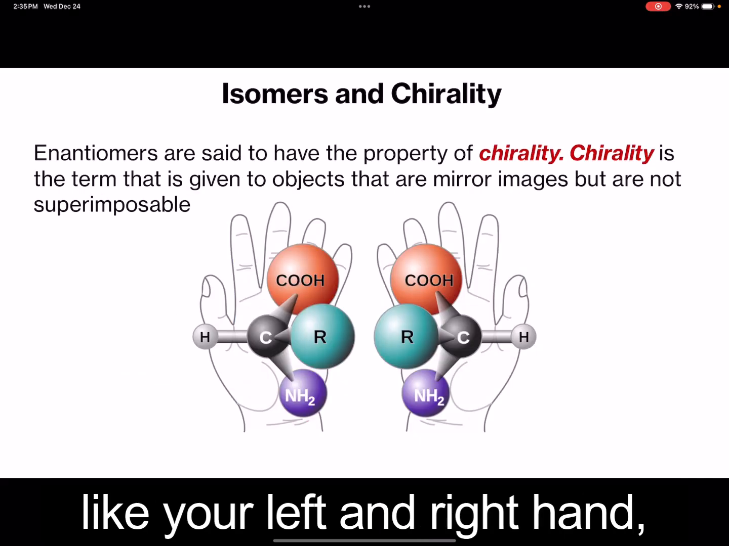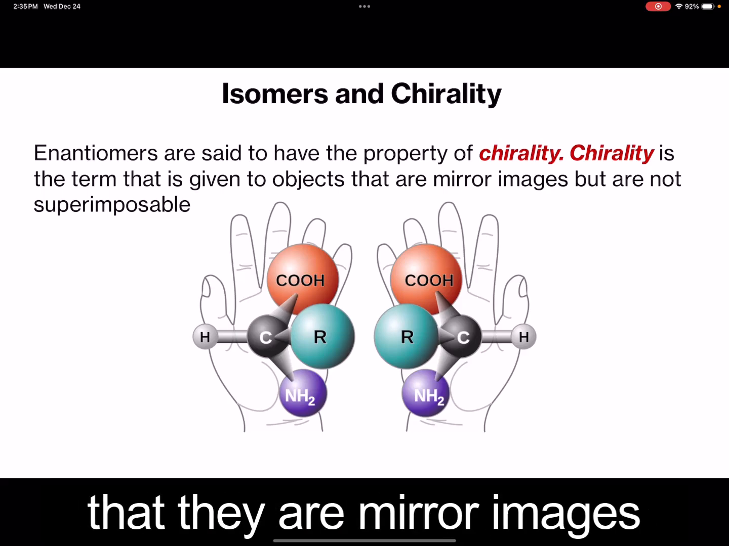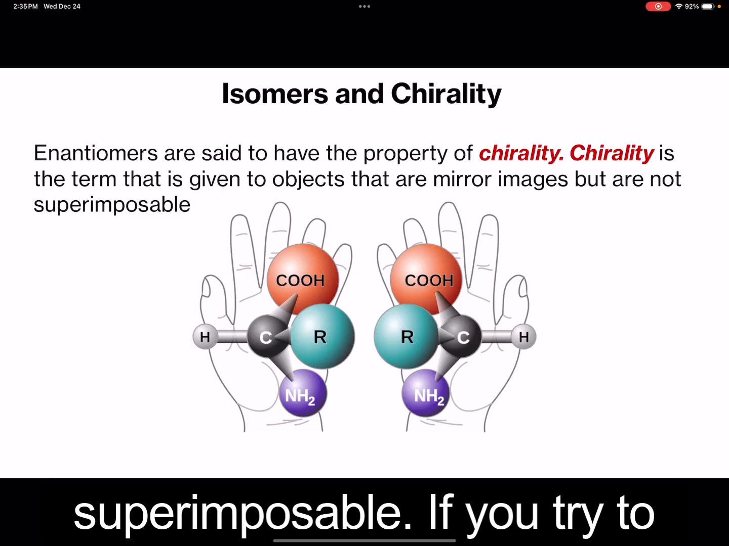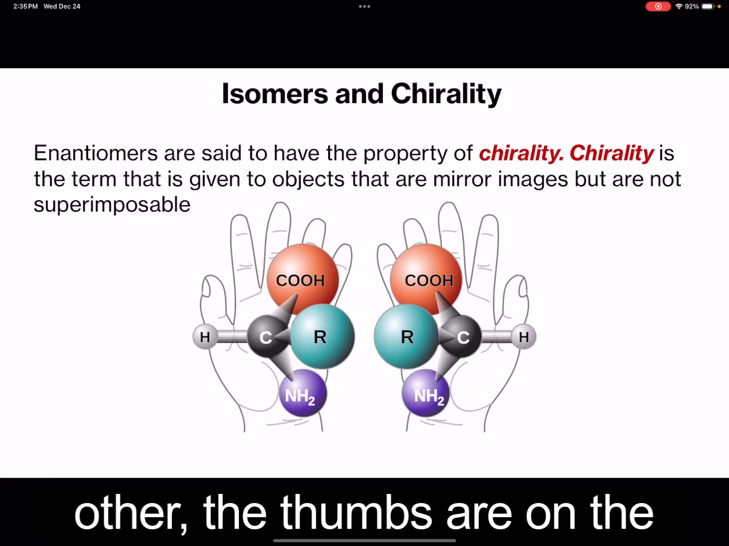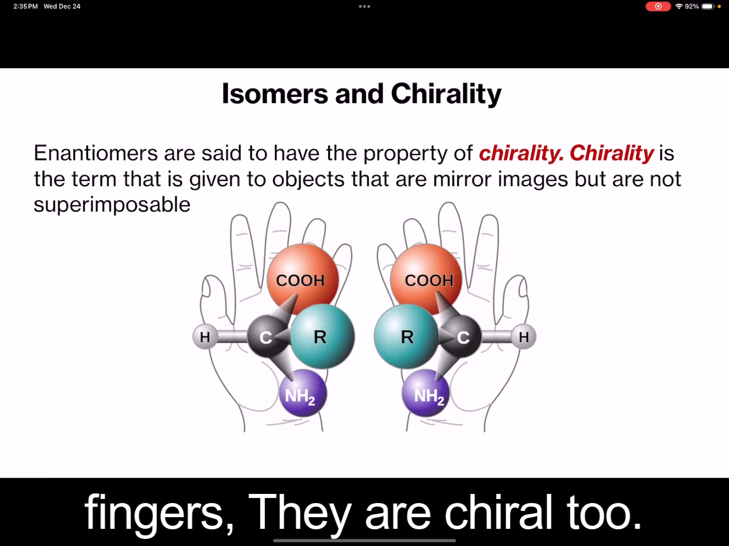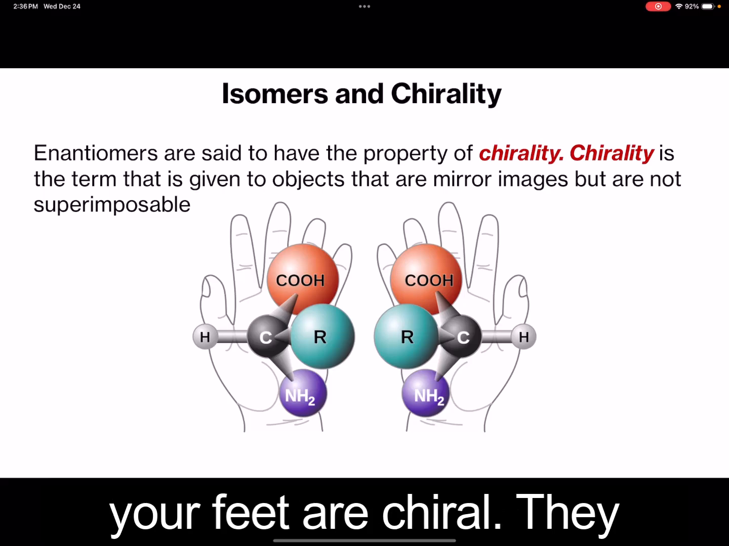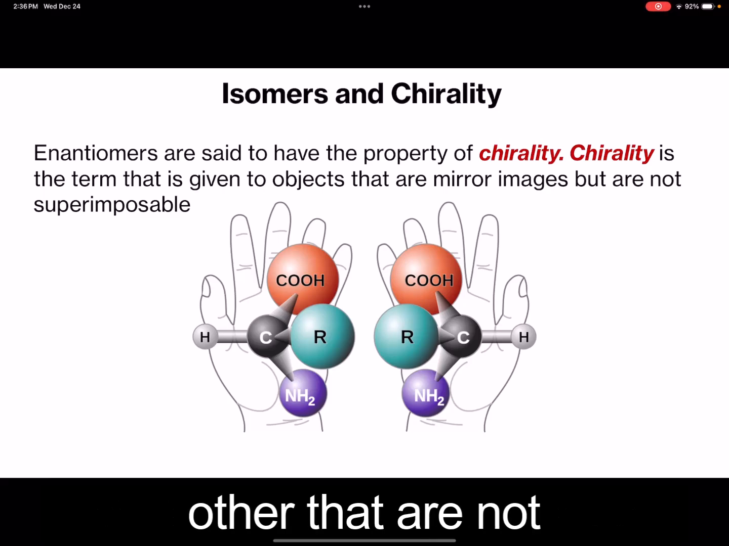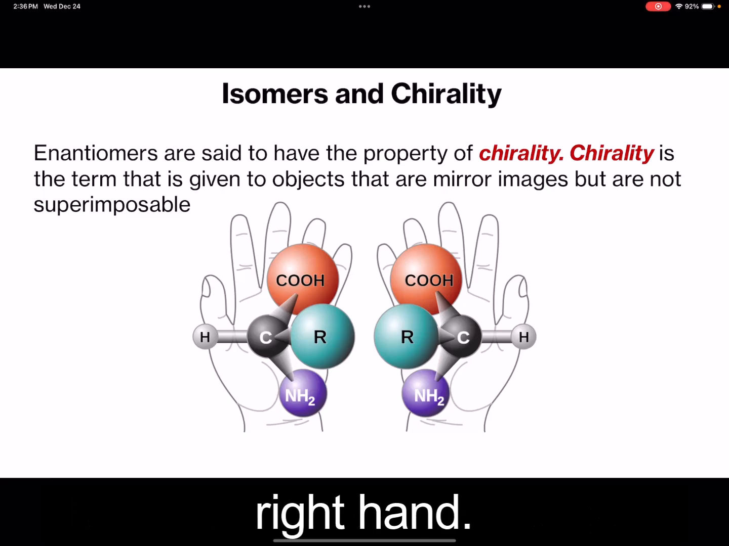All right, it's just kind of like your left and right hand, and you can hold them up to each other, and you can see that they are mirror images of each other, but they're not superimposable. If you try to put one hand on top of the other, the thumbs are on the wrong side, and so are all the fingers. They are chiral too. So your hands are chiral, your feet are chiral, right? They have mirror images of each other that are not superimposable. Your left hand is not the same as your right hand.